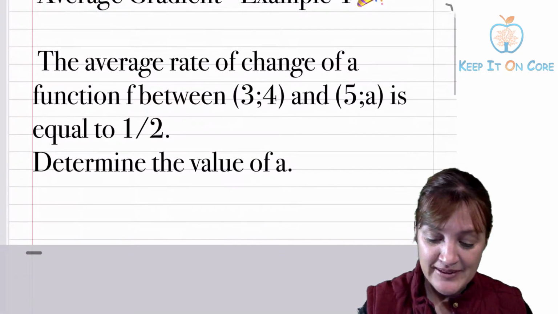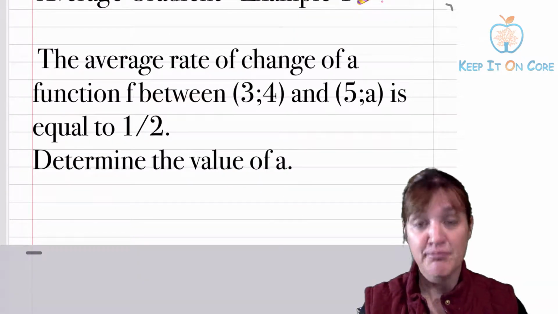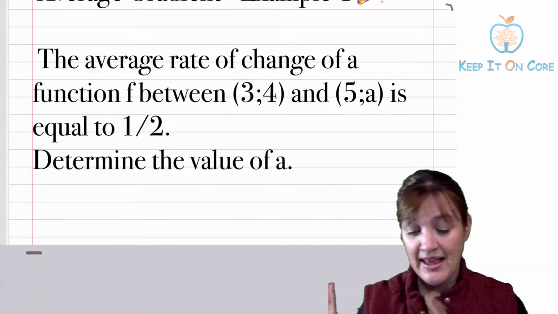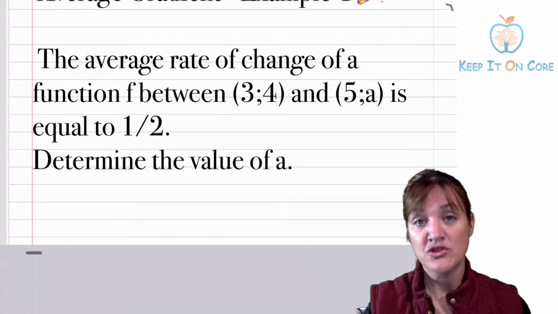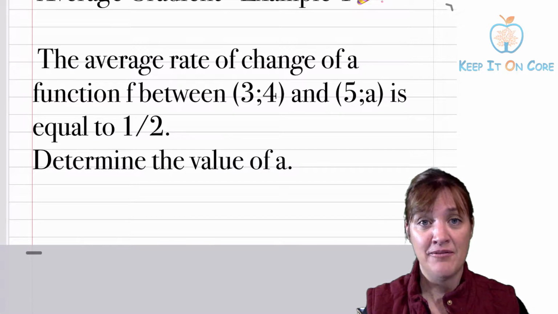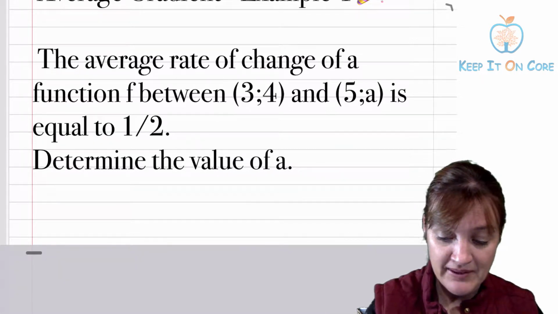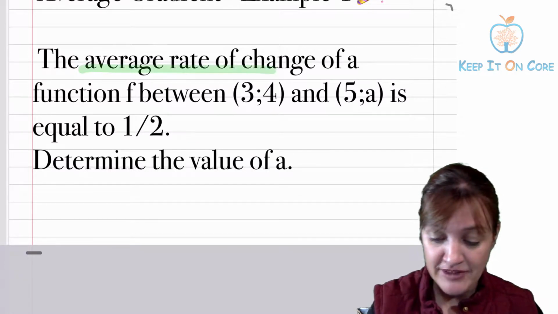We've got the average rate of change of a function f between the points (3, 4) and between the points (5, a), and we've been told it is equal to a half. Determine the value of a. Right, so you need to think very carefully about what is being said here. The average rate of change.